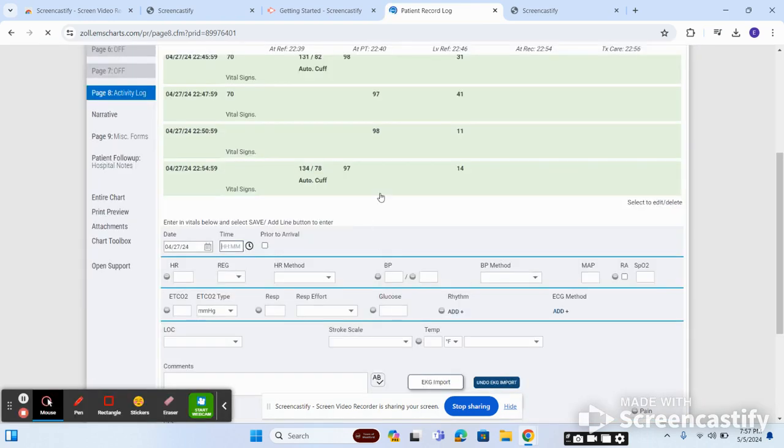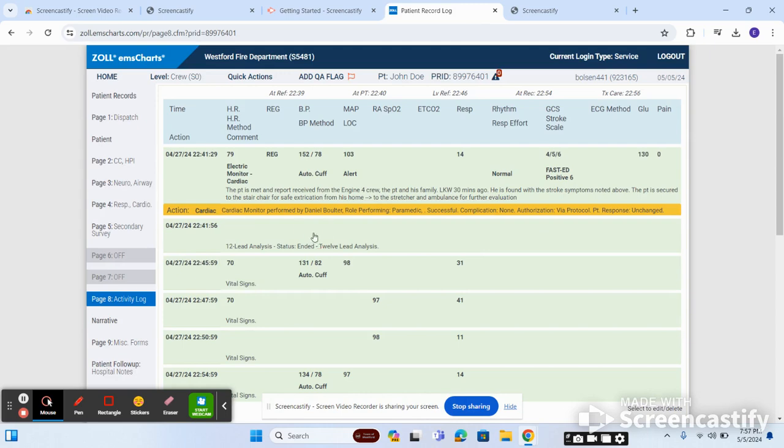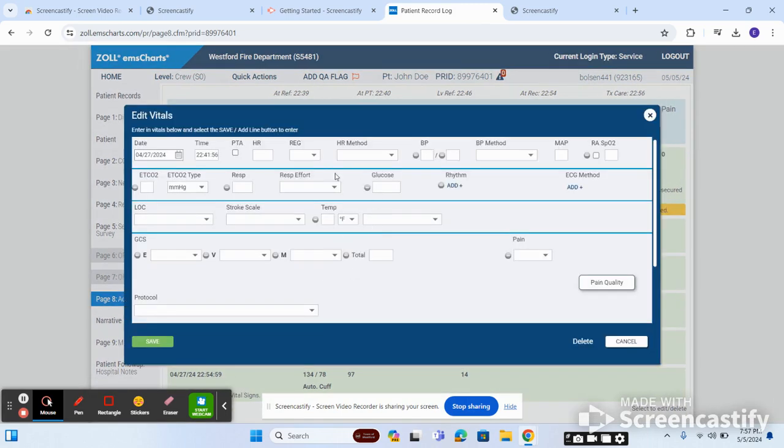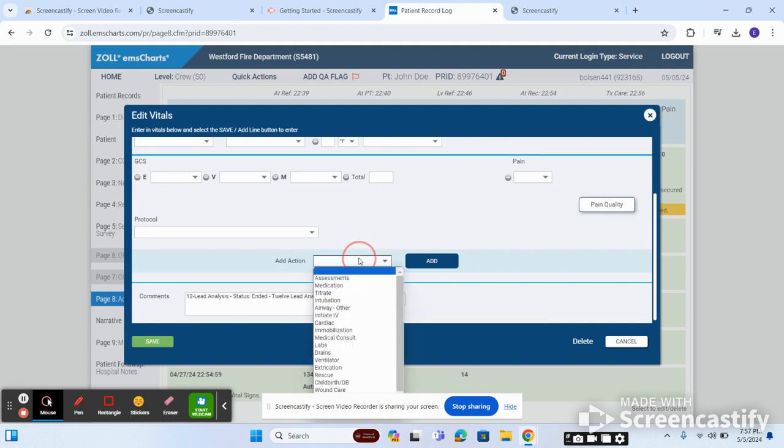Boom, done. Okay, so we got a 12 lead on this guy. So we're going to click this box. I don't have to put anything in here. Unlike the other Zoll ePCR program, the RescueNet program, where anytime there was a set of vital signs, you had to put in tons of data and information for every single one of them. Otherwise, it gave you faults. That doesn't occur in this program. So I don't need to add any of this in up here. This one, I'm simply going to add an action.